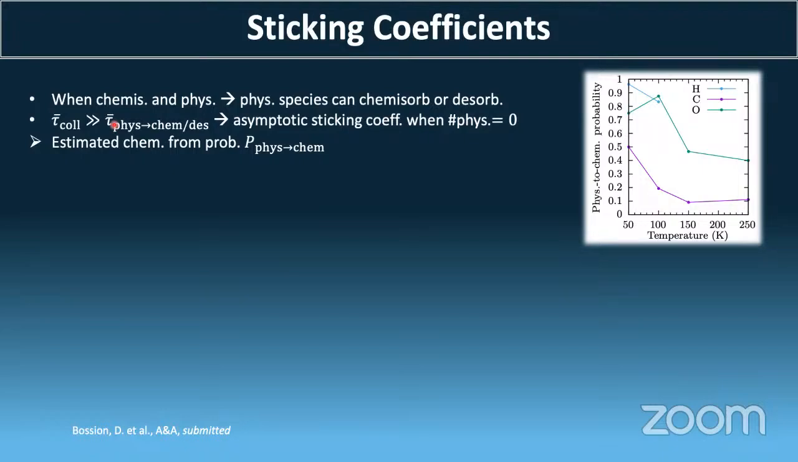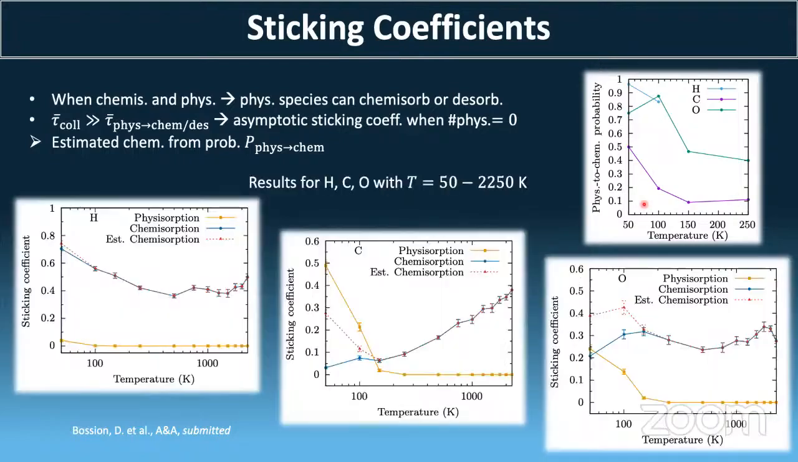So we can easily say that every physisorbed atom will have time to either desorb or chemisorb before the next collision arrives, so they don't interact. So we could make this approximation and say, we will take this probability and multiply all the physisorbed atoms by this to obtain an estimated chemisorption. So this is the result obtained for H, C, and O.